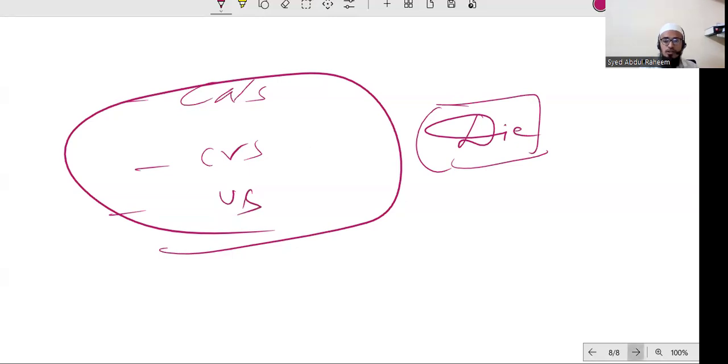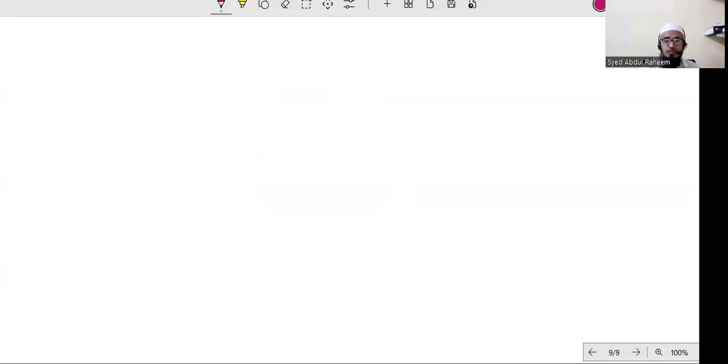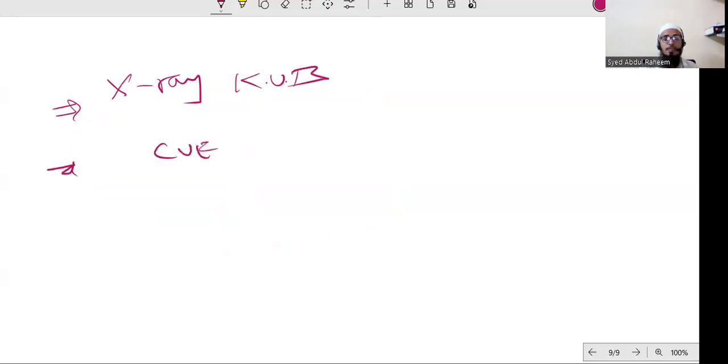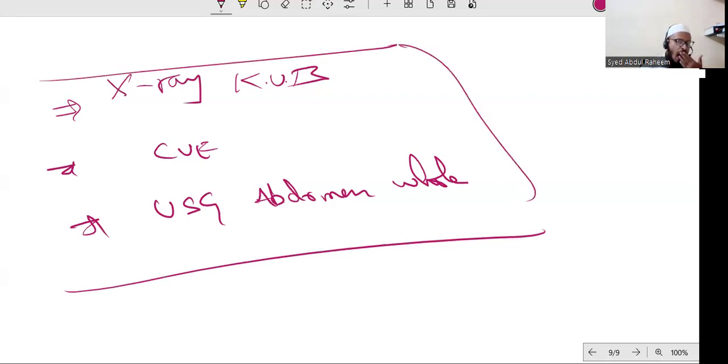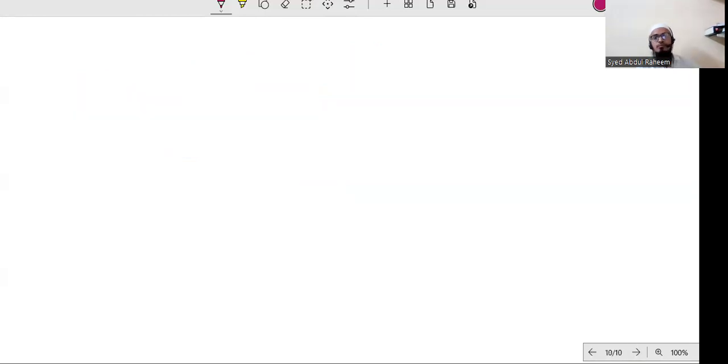And what are the diagnostics? Sometimes you need an X-ray of KUB, kidney, ureter, bladder, and you need CUE for the infection, and ultrasonography, USG abdomen or whole abdomen. This is what you have to remember. These are the initial assessment and initial diagnostic advisable things.